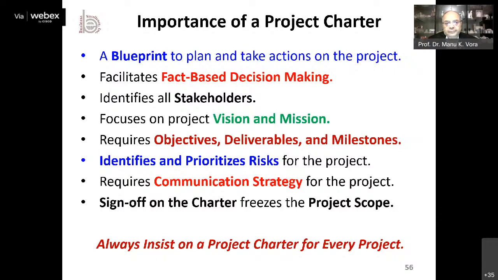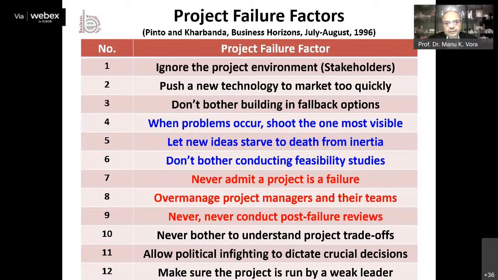It will allow you to have fact-based decision making. It will clearly identify all the stakeholders upfront. It focuses on the project's vision and mission. It requires you to come together on the objectives, deliverables, and milestones. It will identify and prioritize risks for the project, and it requires a communication strategy for the entire project. And the charter is signed off by the sponsor and the project leader, and it freezes the project scope. So whatever is in the charter, you work on it. The rest is outside the charter. Unless you get more resources, you don't undertake any extra activity. So for every project, you should definitely insist on having a project charter completed by the team.